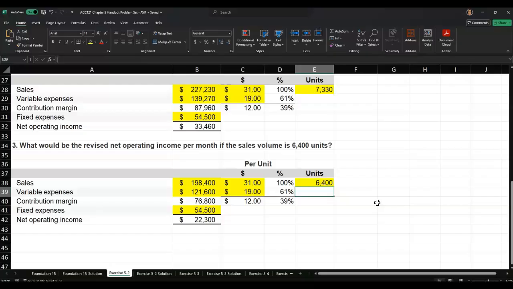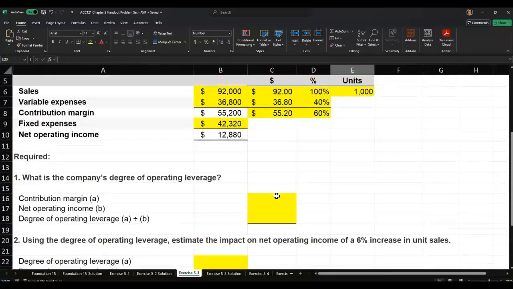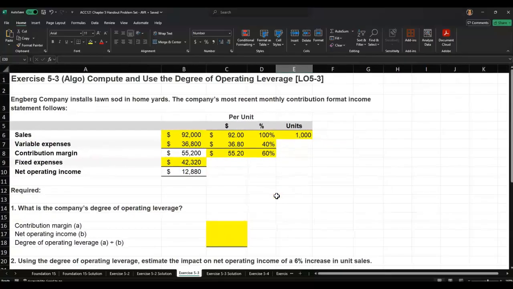Let's skip over to 5-3. If you notice, in the order in which all of these questions are presented in the practice, we're starting with the earlier learning objectives and building, and then combining them all together as they become more complicated. So hopefully it gets your logic going in the earlier questions before you get to the more complicated ones.